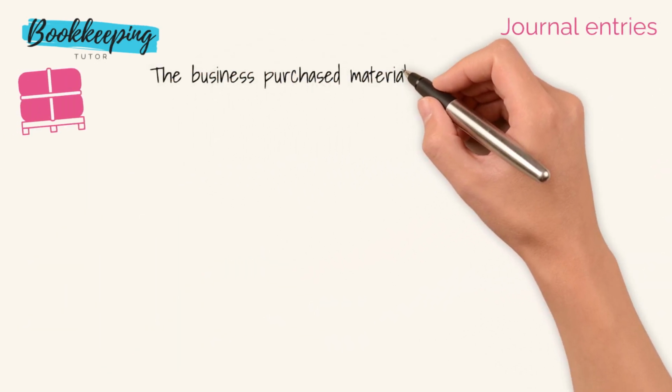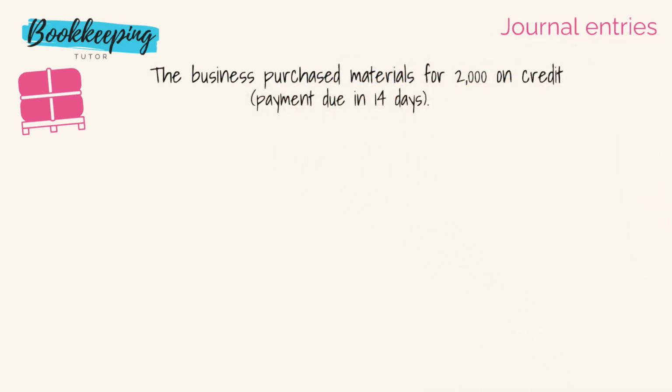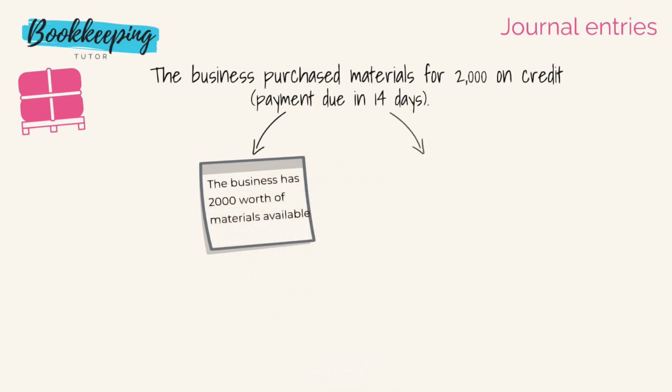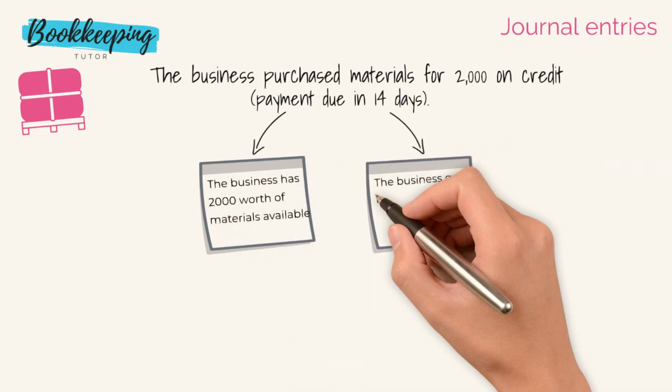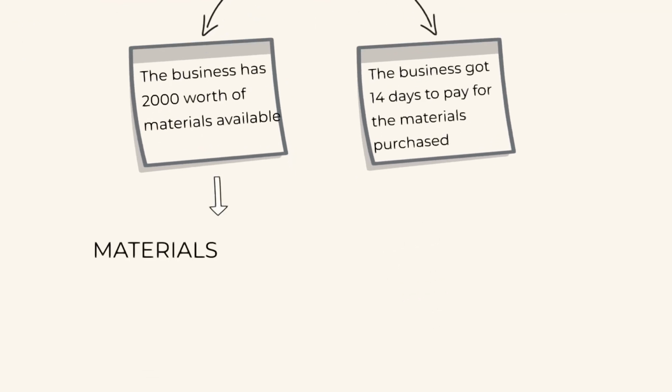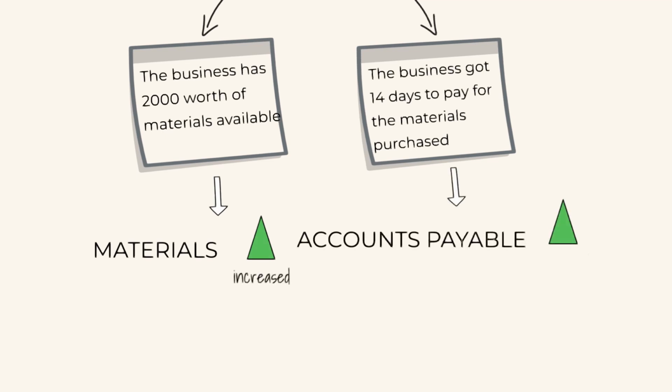So the next transaction is that the business purchased some materials for $2,000 on credit and the payment is due within 14 days. So the business purchased the materials for $2,000, but they didn't pay for it on the spot by cash, but they get 14 days to pay. So they have the liability to pay within 14 days. In accounting terms, this is called accounts payable. At the same time, the company received the materials they purchased, so they possessed the materials. In this case, the materials increased by $2,000 as well as the accounts payable increased by the same amount.